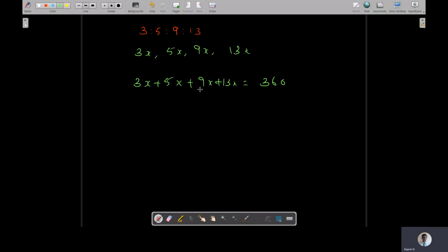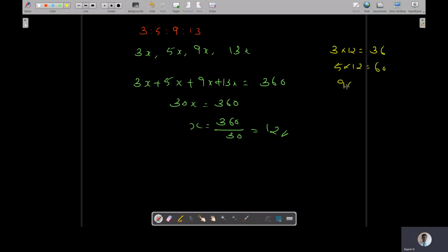So 3 plus 5 is 8, 8 plus 9 is 17, plus 13 is 30. So 30x is equal to 360. x is equal to 360 by 30. The answer is 12. Therefore, the first angle is 3 into 12, 36. The second angle is 5 into 12, 60. The third angle is 9 into 12, which is 108. The fourth angle is 13 into 12, which is 156. So this is the answer.